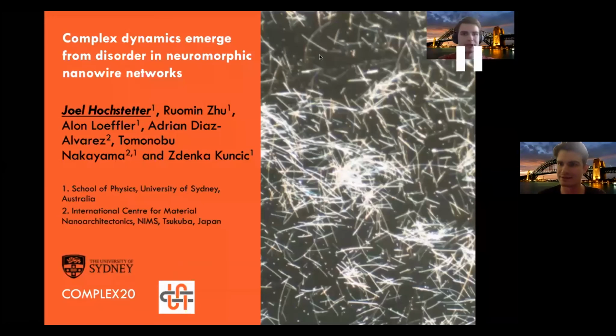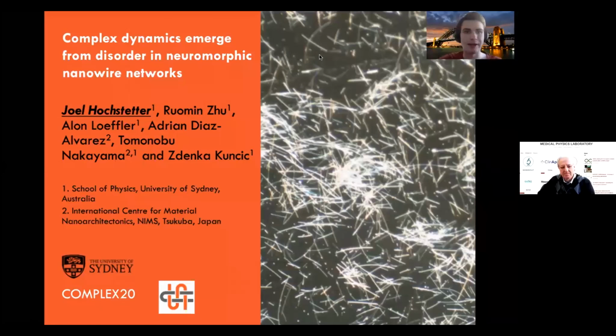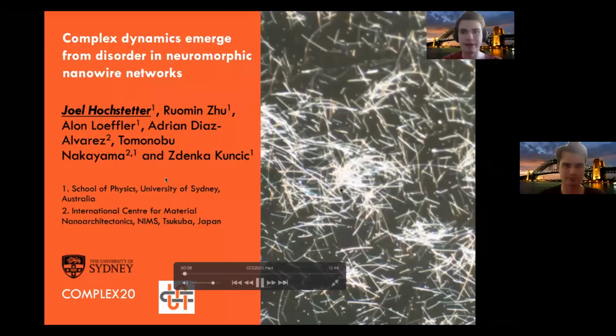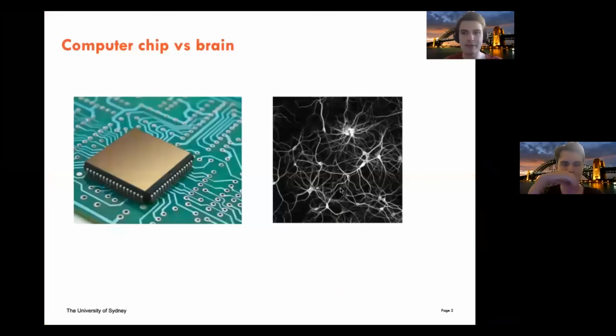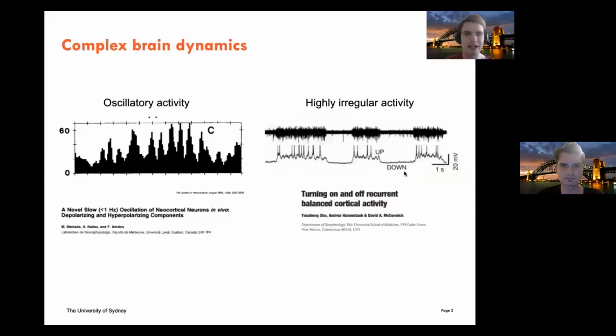Okay. All right. And today I'm going to talk to you about how complex dynamics emerge from disorder in neuromorphic nanowire networks. If you think about a computer chip, it has an ordered, intricate, finely tuned structure, which is in direct contrast to the brain, which has a highly disordered structure with many random connections between neurons. And the brain does not process information like a computer either.